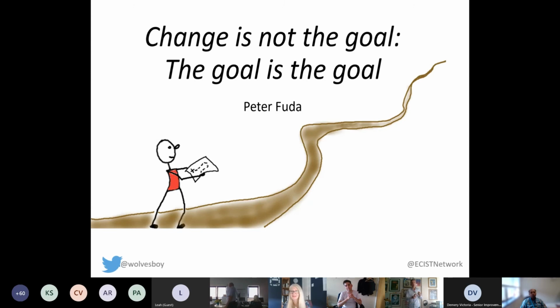So sometimes we're focused on writing action plans and producing templates and driver diagrams, but we're not thinking about how that actually leads into the change itself and the goal. And the goal is the goal here, as Peter Fuder says. It's not the change itself. So think about what you're trying to achieve, and there may be all sorts of different ways of achieving that. There's not a single route to that overall aim.